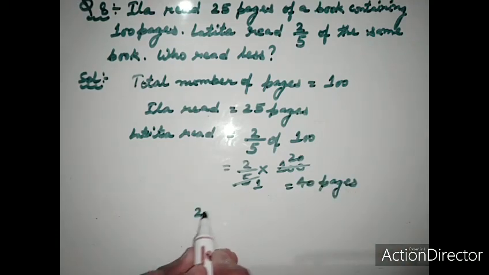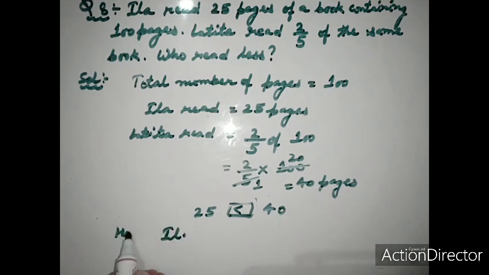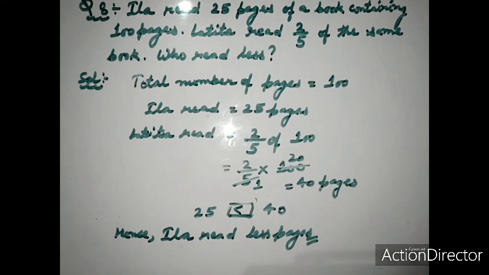So now we compare 25 or 40. Which one is greater? 40 pages. So here we write, hence, Ila read fewer pages. Okay students, now you try to solve questions number 9 and 10 in your rough notebook. And you will copy down all this work in your fair notebook. Definition of like and unlike fractions.